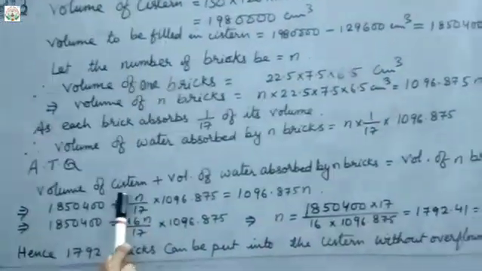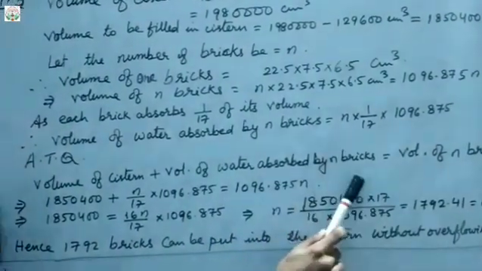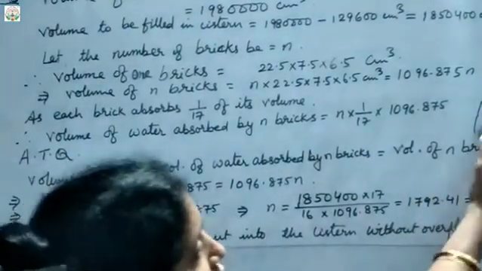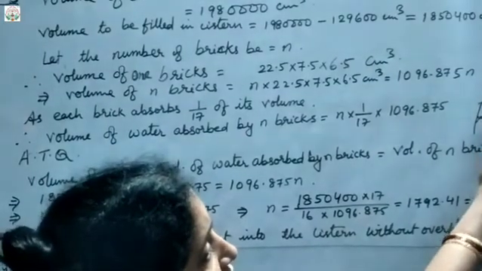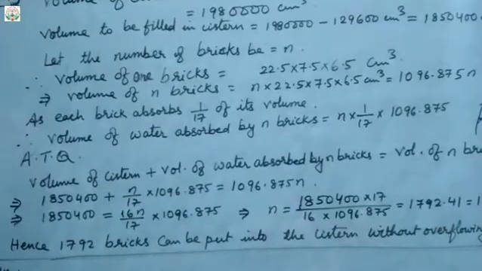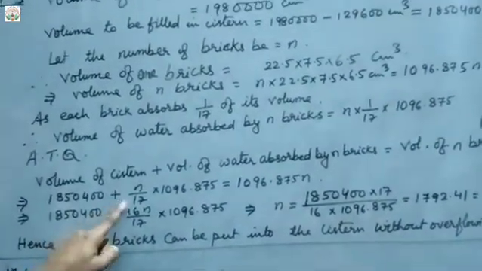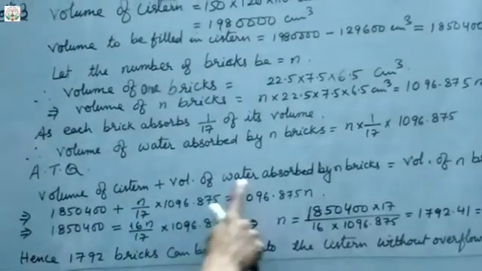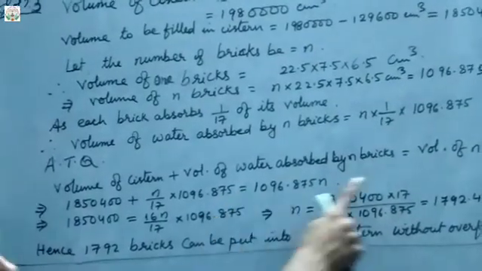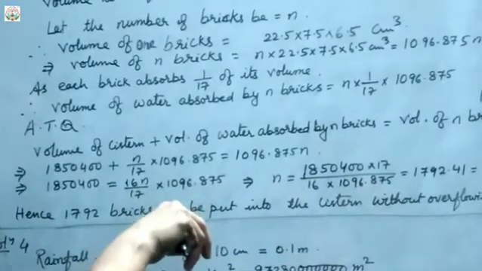That is the volume of the cistern plus the volume of water absorbed by n bricks. Water was up to this level, and from here it should rise up to the brim. So the volume of the cistern, plus the volume of water absorbed by n bricks, equals the volume of n bricks. Clear? Because that many bricks will be put inside it.